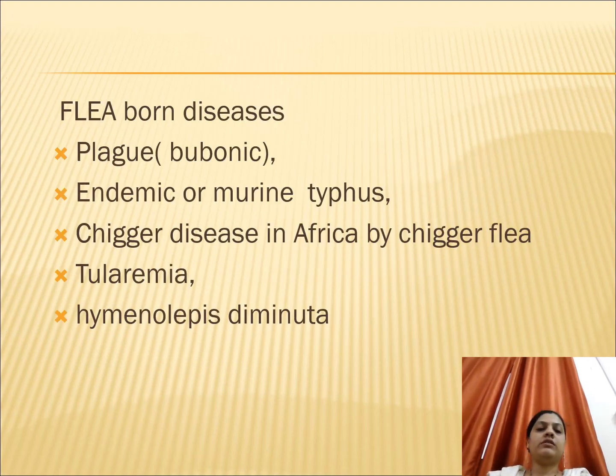Now before we discuss plague, let us see some of the flea-borne diseases. The rat flea acts as a vector in plague, in endemic and murine typhus, in shigellosis, in tularemia, and in the infection by Hymenolepis diminuta. So these are the flea-borne diseases. The mnemonic here is BECH, where B stands for bubonic plague, E stands for endemic typhus, CH for shigellosis, and H for the Hymenolepis infection.